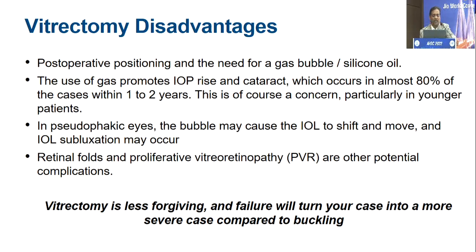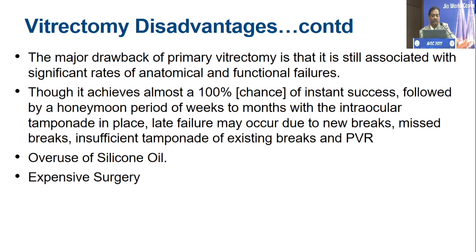Sorry. Yeah. So it is a less forgiving surgery. And again, the major drawback of a primary vitrectomy is that it is associated with a lot of functional failures. We always have a honeymoon period when you have the tamponade going on, but later on you can get complications coming in, you can get epiretinal membranes coming in. And to avoid failure, we end up having an overuse of silicone oil.